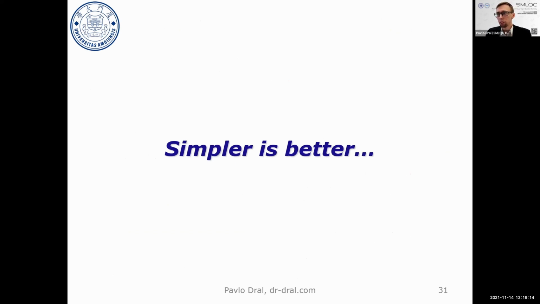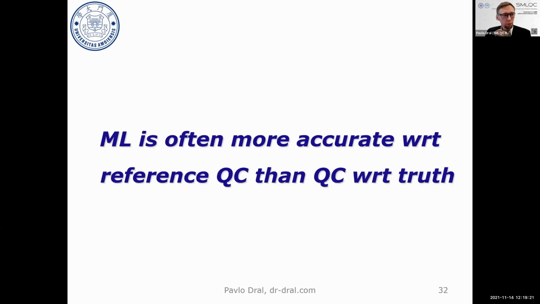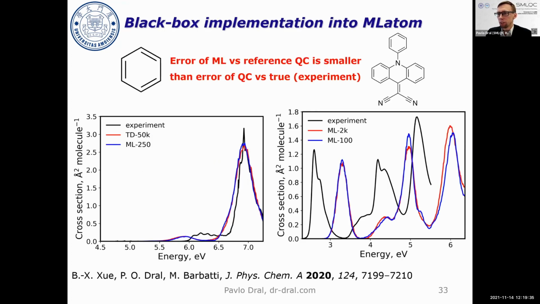So one of the mottos is that the simpler the better. Very often simpler is better. And one important thing is that machine learning is often more accurate with respect to reference quantum chemical levels than quantum chemical methods with respect to the truth. So you really don't need to spend all your time trying to squeeze the last digits in the RMSE error of machine learning if your reference method has a much bigger error relative to the experiment.